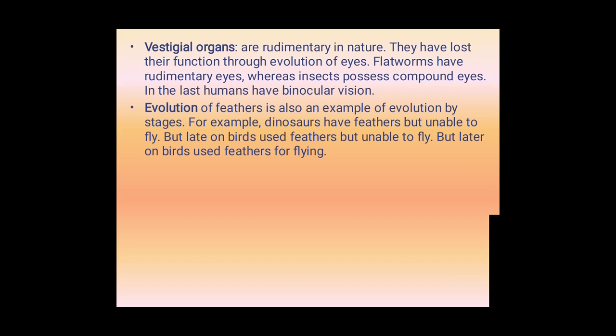Next, come to evolution of feathers. It is also an example of evolution by stages. For example, dinosaurs had feathers but were unable to fly. Later on, some birds had feathers but were unable to fly. But later, birds used feathers for flying. That is called evolution of feathers. At the start it will not work, but after generation to generation it will work on the different organs.